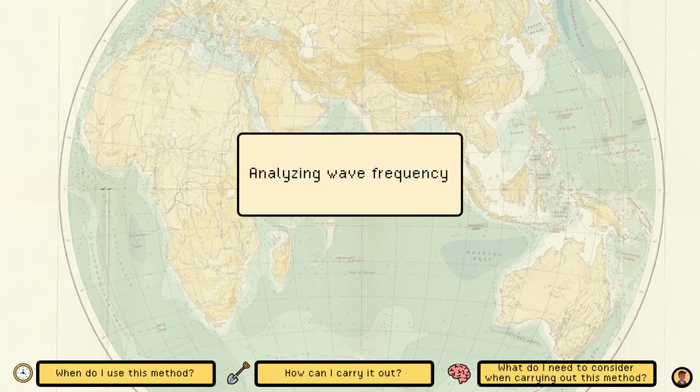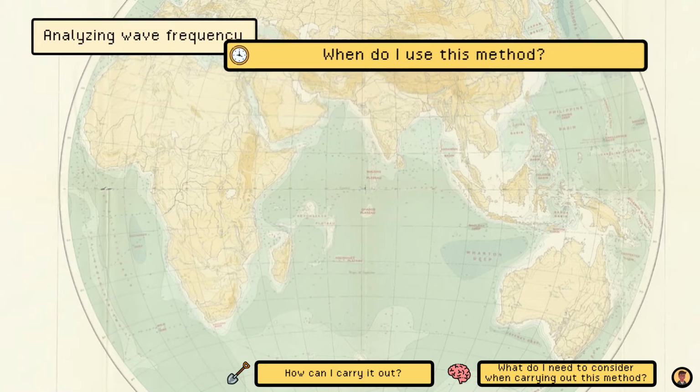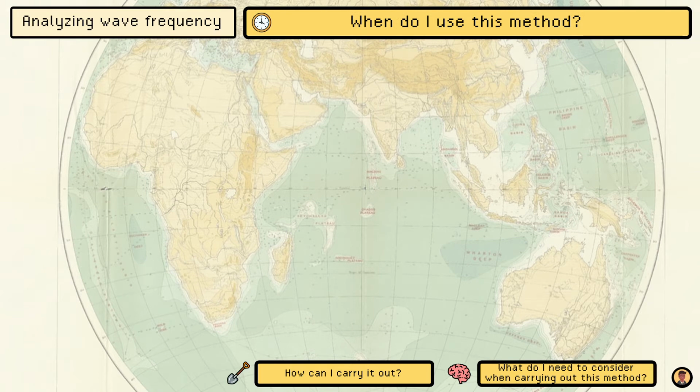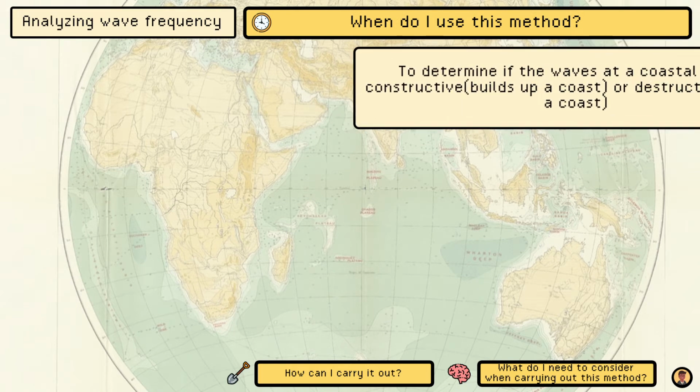Alright, so just as the other videos have covered, we'll be going through these three questions. When do I use this method? How can I carry it out? And lastly, what do I need to consider when carrying out this method? So let's tackle the first question. For analyzing wave frequency, when do I use this method?